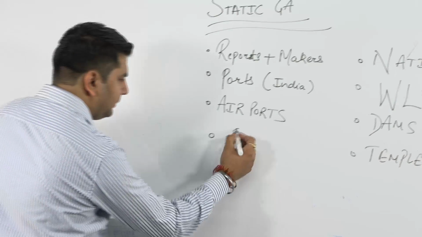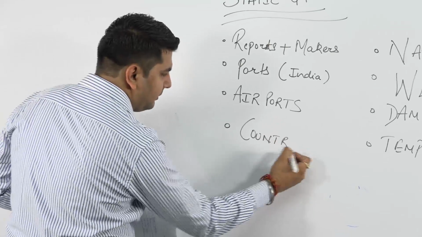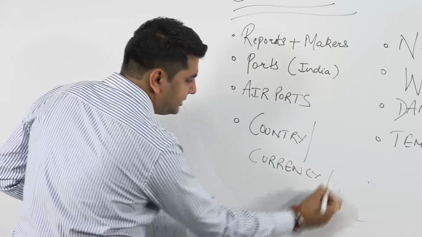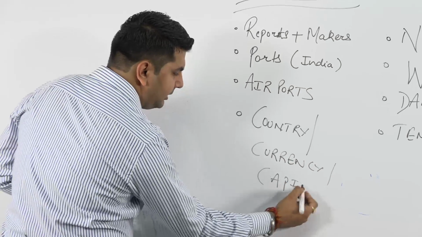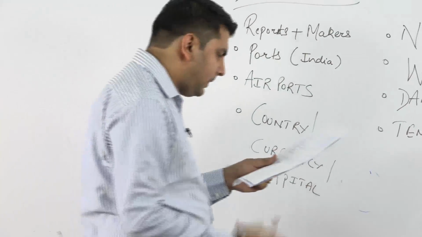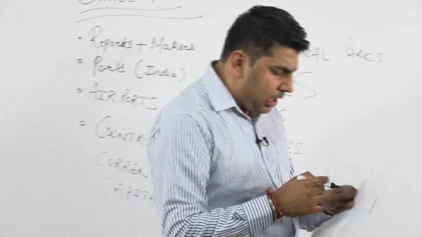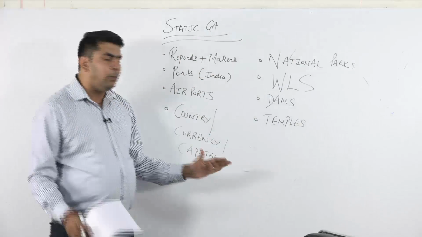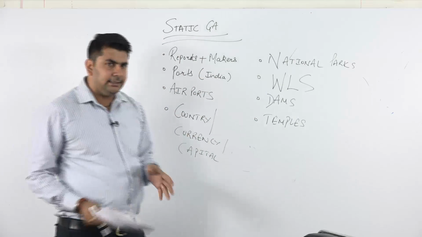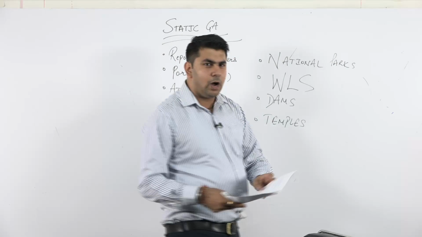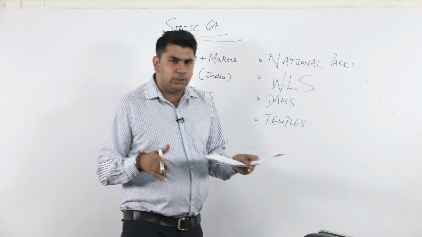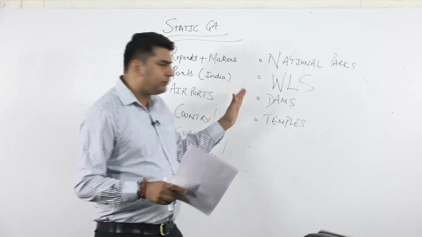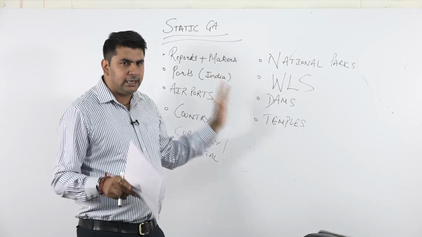Then country, currency, and capital. Students, out of the whole lot of static awareness, these are the important topics for the static GA. If you cover these topics, you'll be easily able to attempt with accuracy, students. You have to be accurate in the static portion.